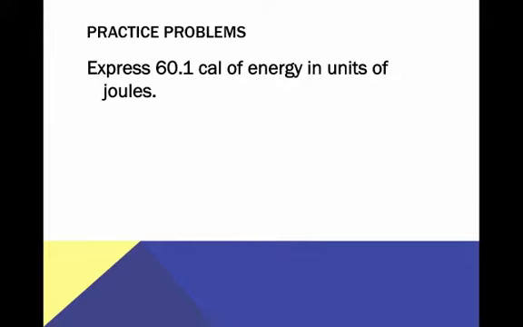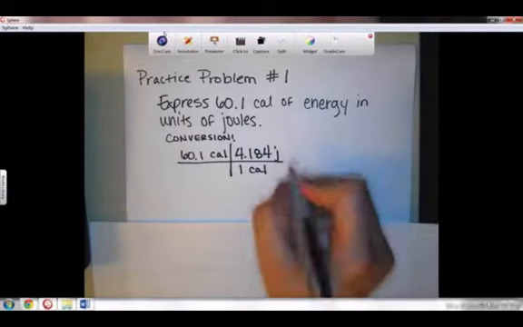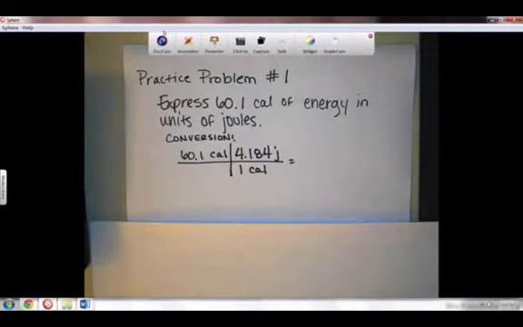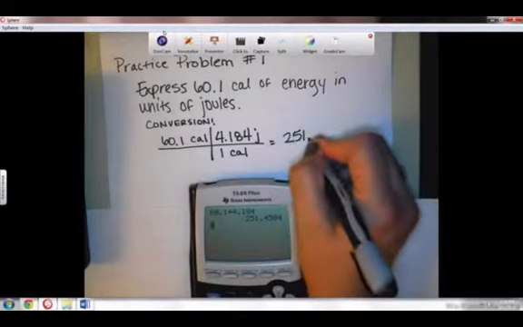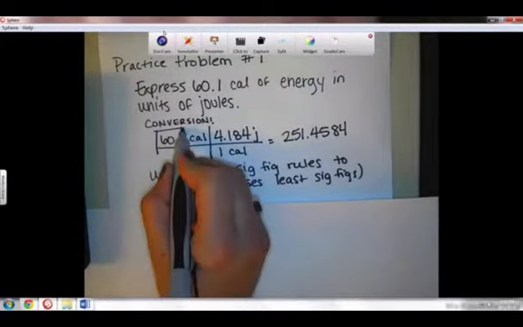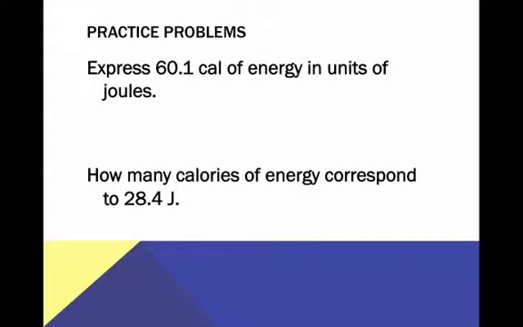All right, so we've got our first practice problem. This is practice problem number 1. If we wanted to express 60.1 calories of energy in units of joules. So this is basically just a conversion problem. Okay, practice problem number 2. How many calories of energy correspond to 28.4 joules? So again, this is a conversion problem.